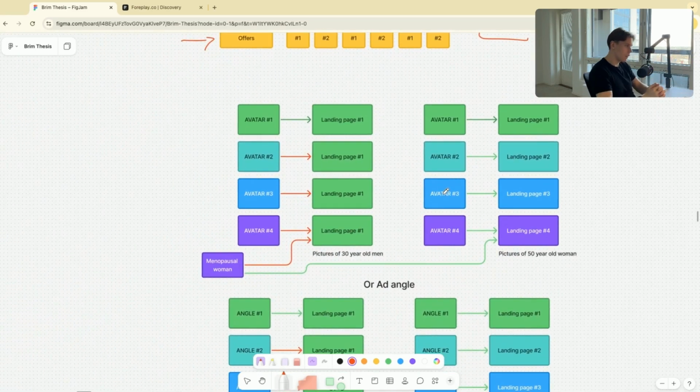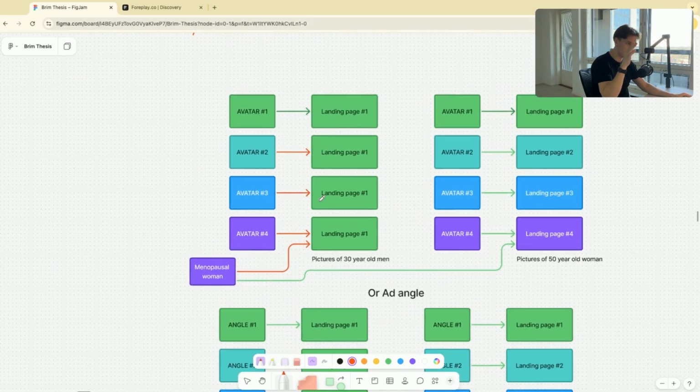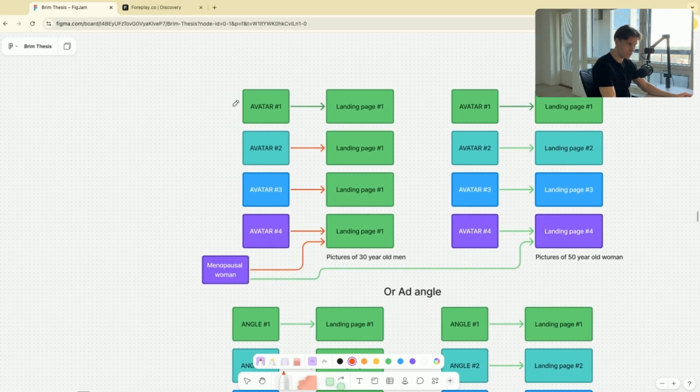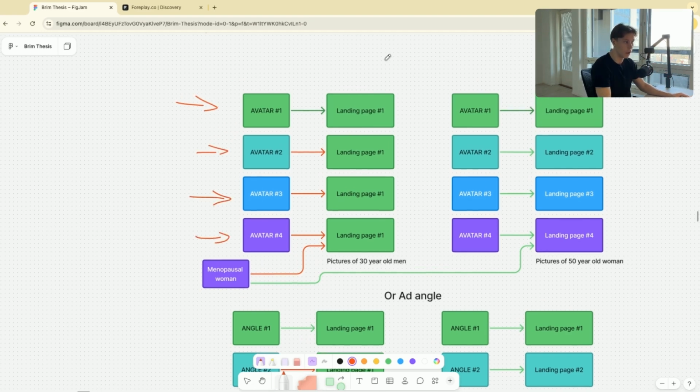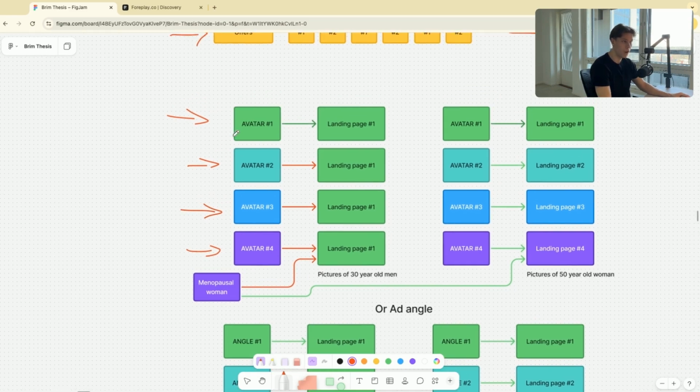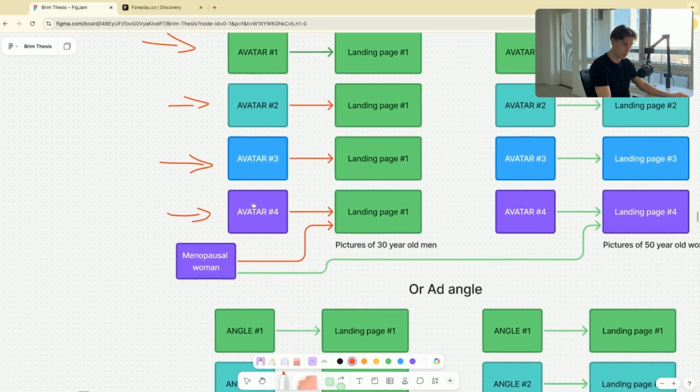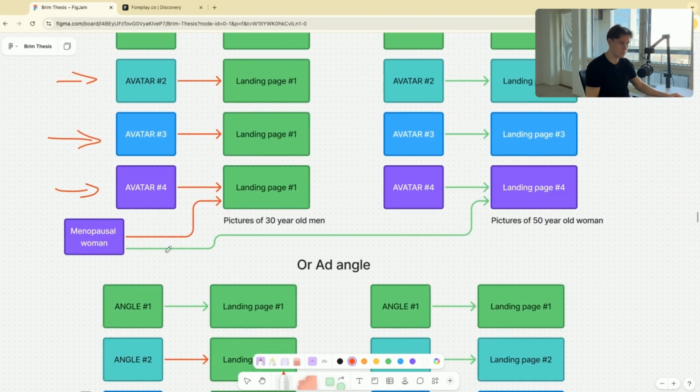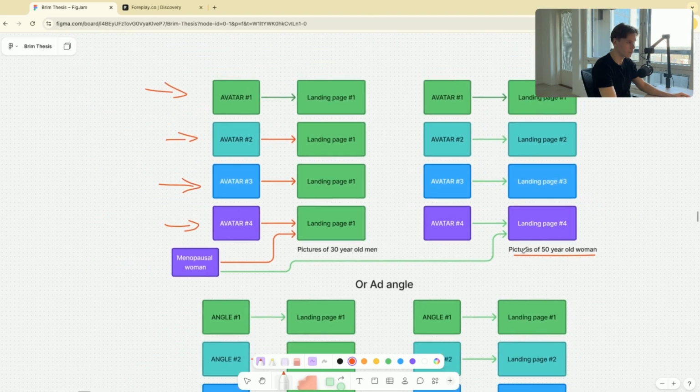If you already have multiple landing pages, really, really good. But what I'm saying is that you cannot put multiple different demographics or avatars into one landing page. So if, for example, here in this avatar 4 is a menopausal woman, there cannot be pictures of 30-year-old men there, right? There should be pictures of 50-year-old women, right? You get the idea.